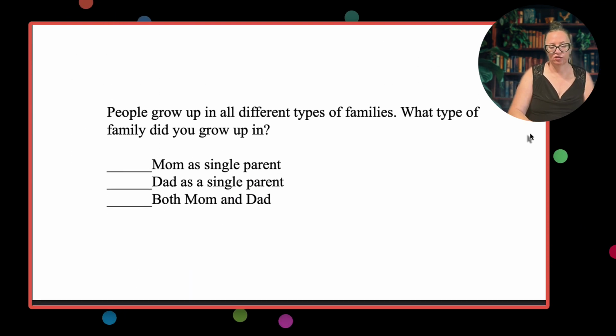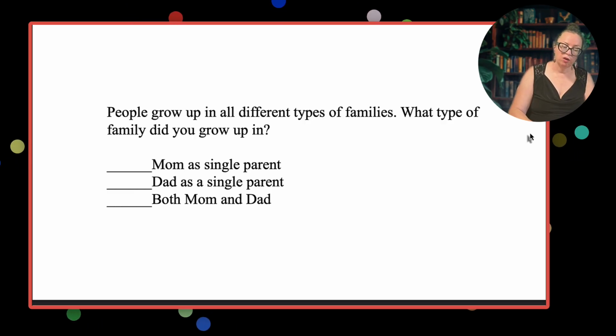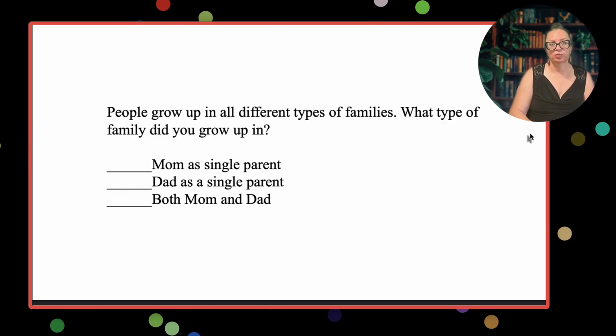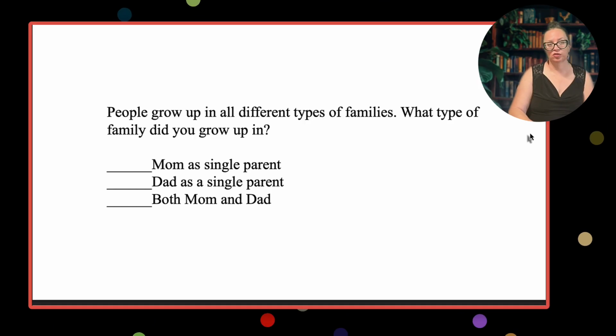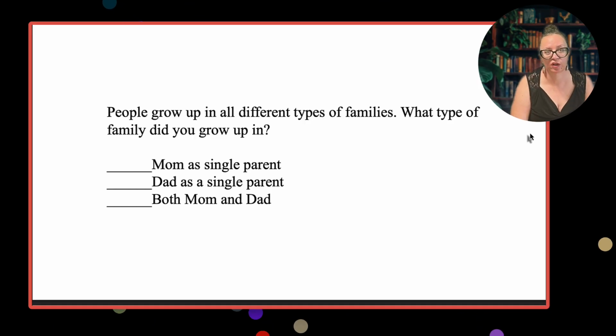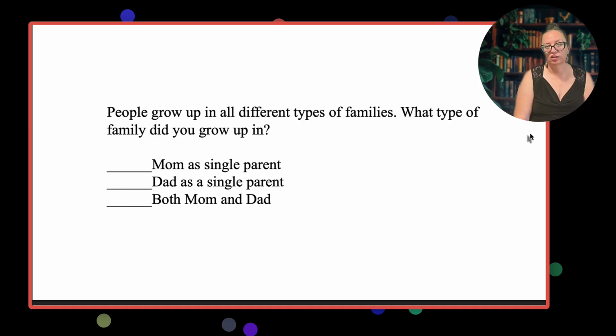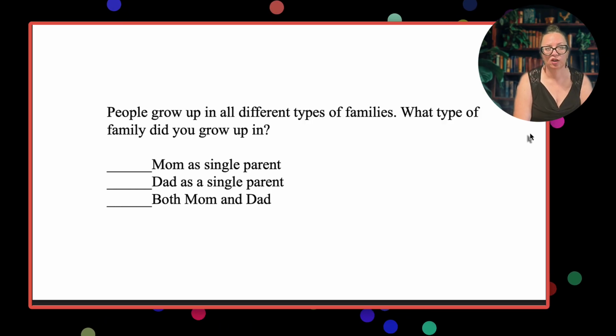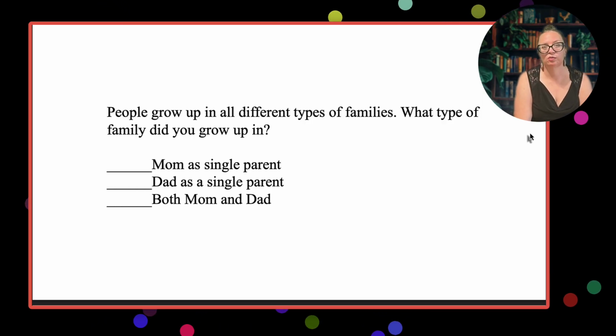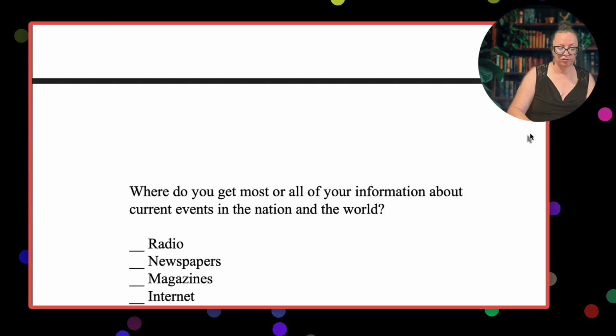People grow up in all different types of families. What type of family did you grow up in? The options are mom as a single parent, dad as a single parent, both mom and dad. This one's just embarrassing. We know there are many more family structures than this: grandparents, aunts and uncles, foster care, adoptive parents. So this one's no good. We want to make sure we're giving enough options.